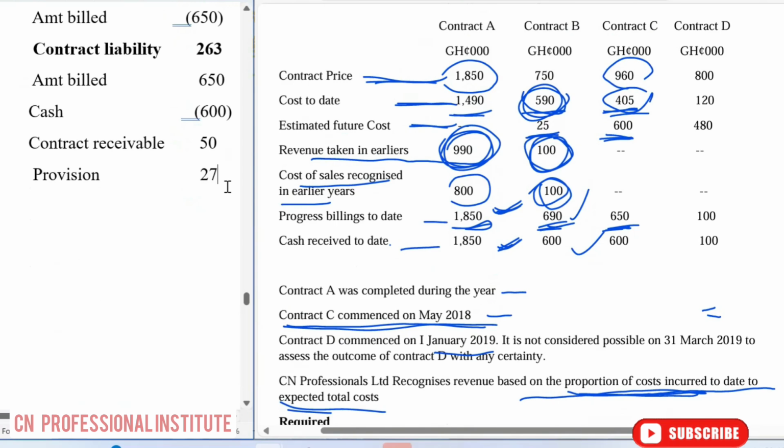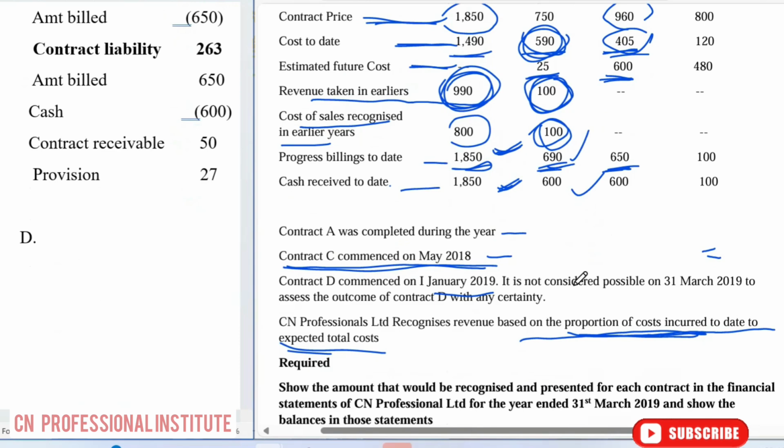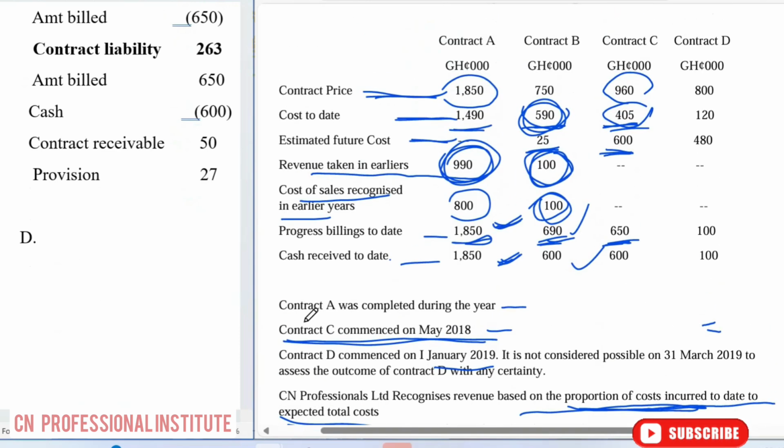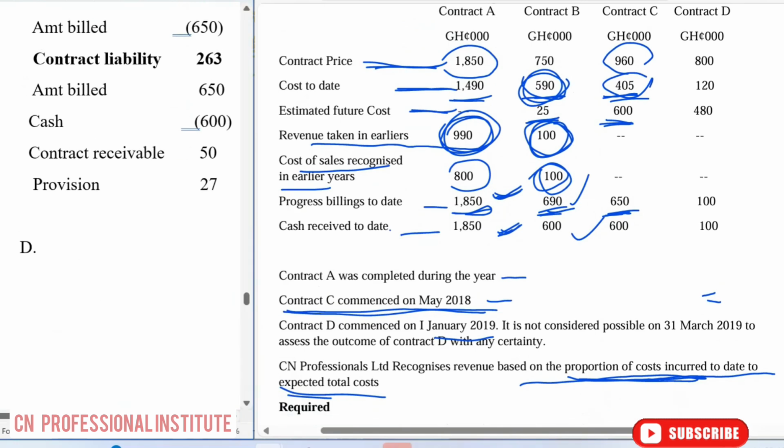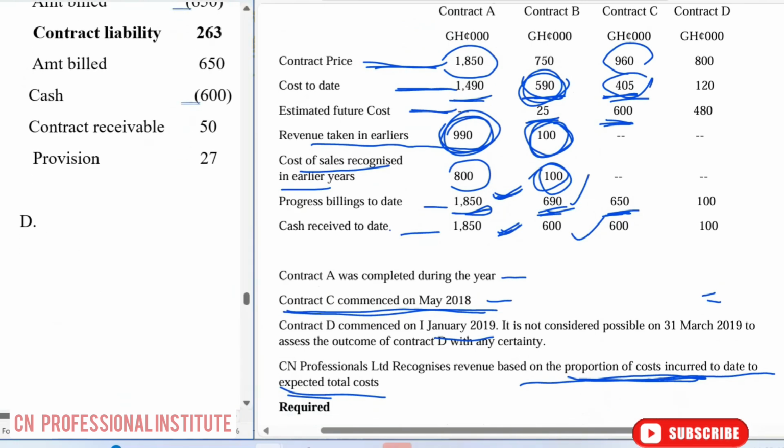Let's look at the last, contract D. I said this question has everything. Okay, so contract D. We're told that with contract D, it is not considered possible on 31st March 2019 to assess the outcome. So we said if you cannot assess the outcome or you cannot measure the progress, then what? Don't worry, you have to record revenue equal to your cost to date. So in that case, our revenue will just be the cost to date.